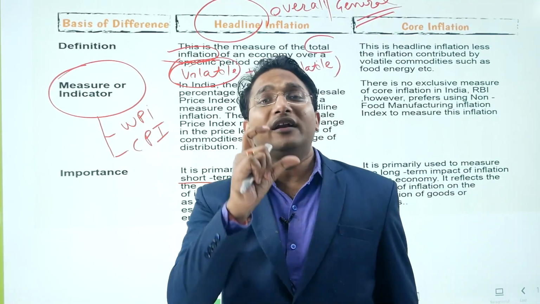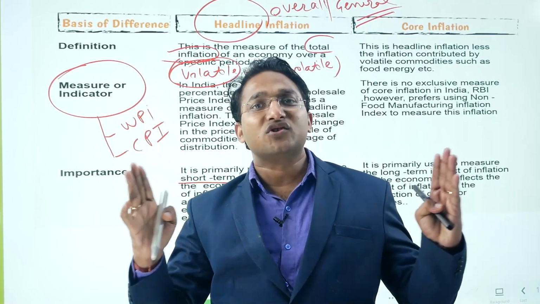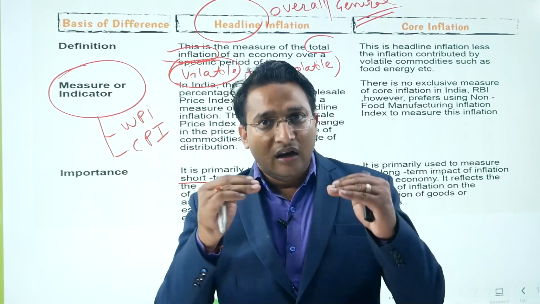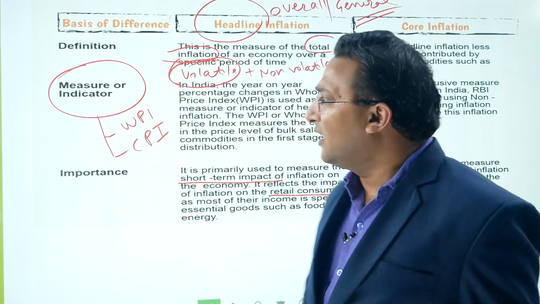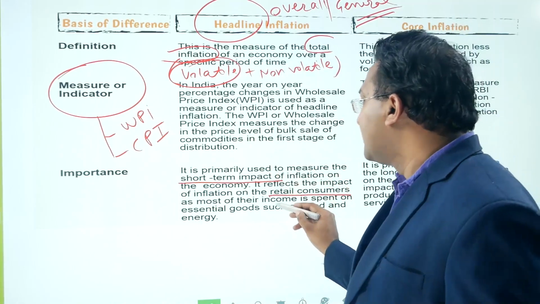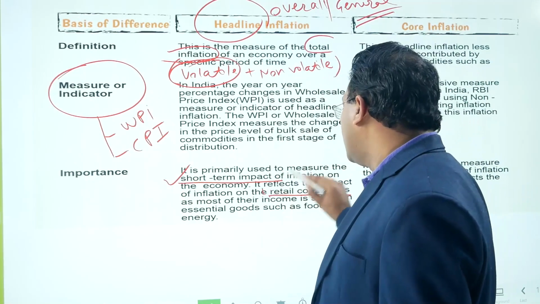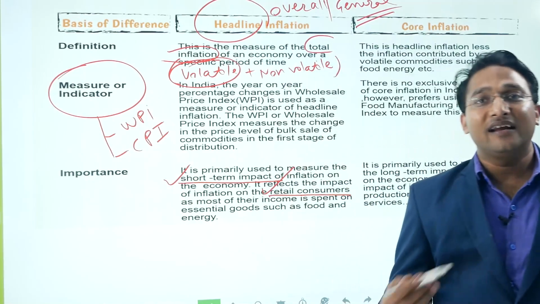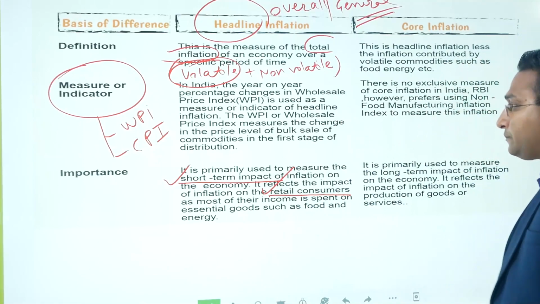So earlier only WPI was indicating the headline inflation. CPI was not indicating the headline inflation. Now both WPI and CPI are taken as the headline inflation, right? What is the impact? What is the importance? So we can track the short-term impact, and we can track the impact on the retail consumers, and we can take the short-term as well as the long-term steps accordingly.